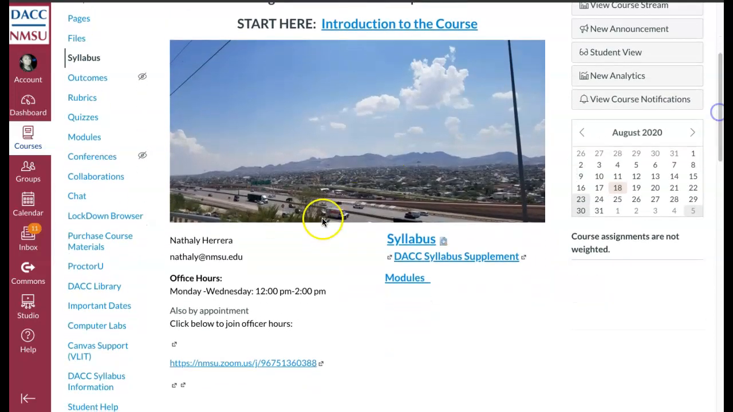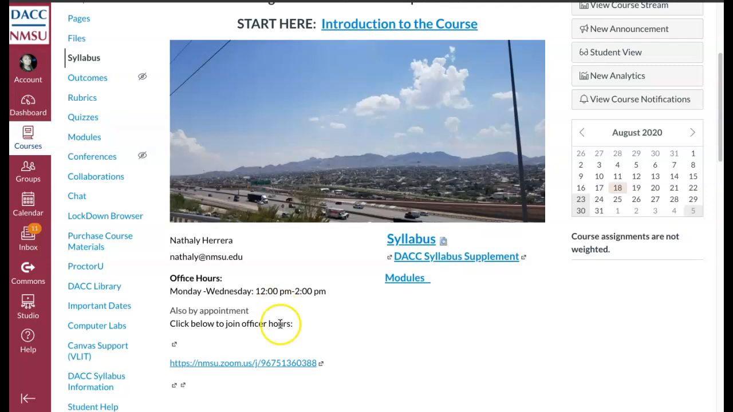And at the very bottom you will find my contact information in terms of my email. So the best way to contact me is through email, but you can also contact me through Canvas inbox. And I'm pretty quick to reply. However, I do have office hours Monday through Wednesday from 12 p.m. to 2 p.m. Now, I know that that might not work for everyone, so if these hours do not work for you, but you want to go ahead and meet with me, we can definitely schedule a different time or a different date. So just go ahead and email me and let me know what your availability is, and then we can go ahead and meet.